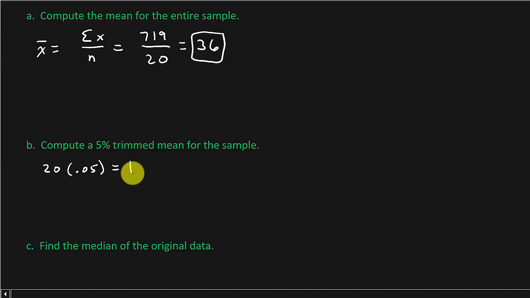We're doing a 5% trim mean, so we take the 5% times the number of data values. If they were asking for a 10% trim mean, we would multiply by 0.1. But they're asking for a 5% trim mean, so we take 5% times the number of data values, and that equals 1.